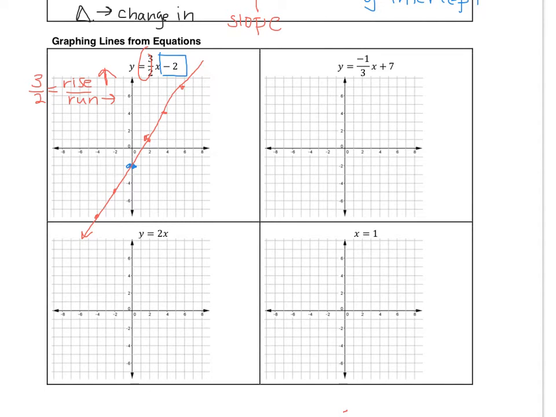Next one, we've got a y-intercept of plus 7. So I'm going to put my y-intercept right up here at plus 7. And then my slope is negative 1 over 3. So negative 1 over 3, that means I'm going down 1 and to the right 3.